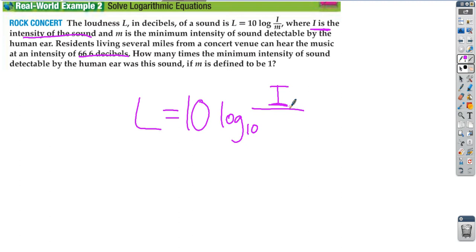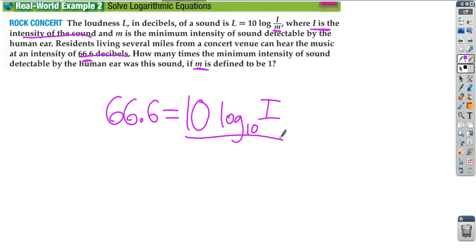The L value is the loudness of the sound, and that's a little bit confusing how they worded that. So this number 66.6 is how loud the sound that they're hearing is. We don't know the intensity of the sound, that's what we're trying to find. And they're telling us m, this number, is equal to 1. Okay, so I over 1, that's the same thing as I. So I'll just write it as I. What we're trying to find is the intensity, so I.